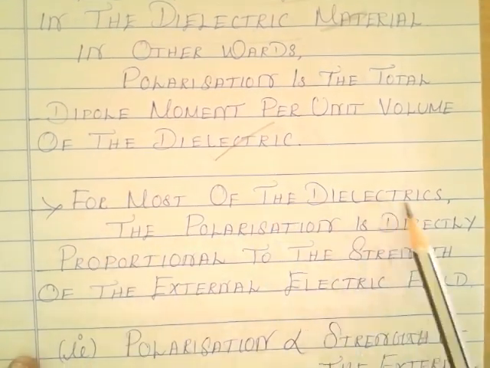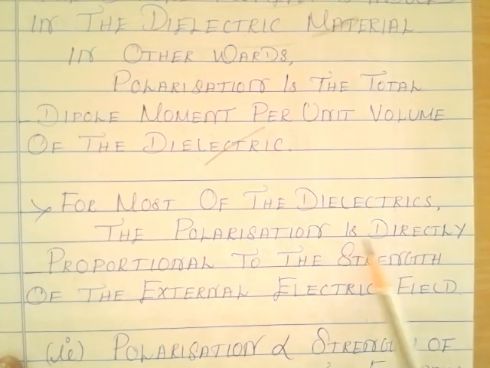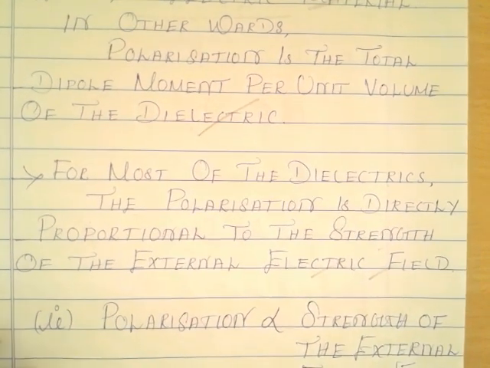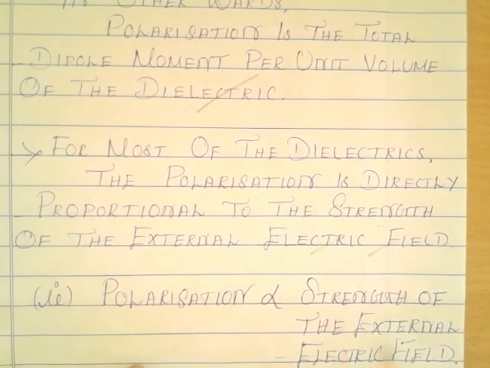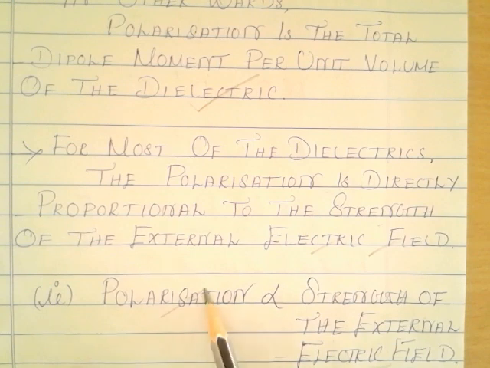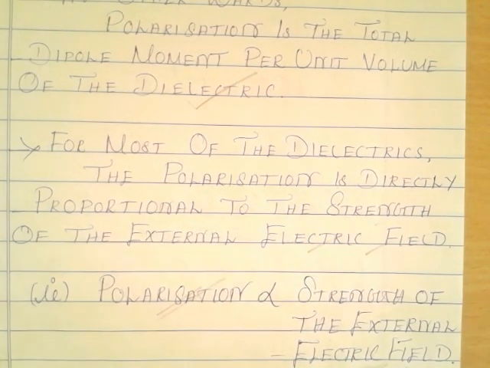For most dielectrics, the polarization is directly proportional to the strength of the external electric field. What is meant by that? If we increase the strength of the external electric field, the polarization also increases. That means the alignment of the electric dipole moments also increases. When the external electric field strength increases, polarization also increases, because both are directly proportional to one another.